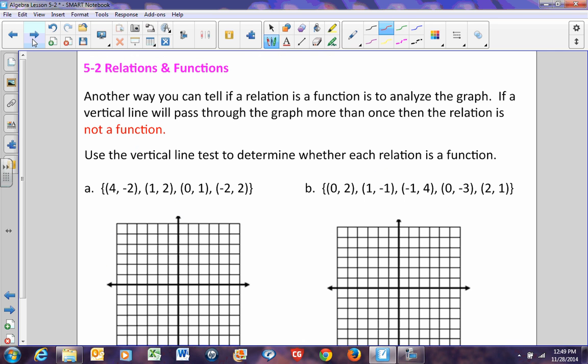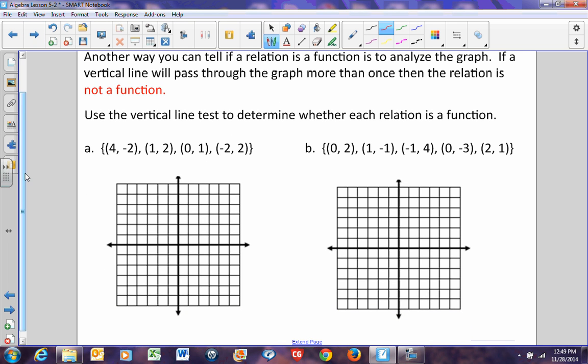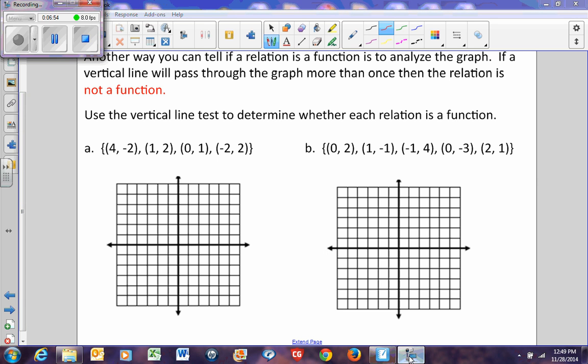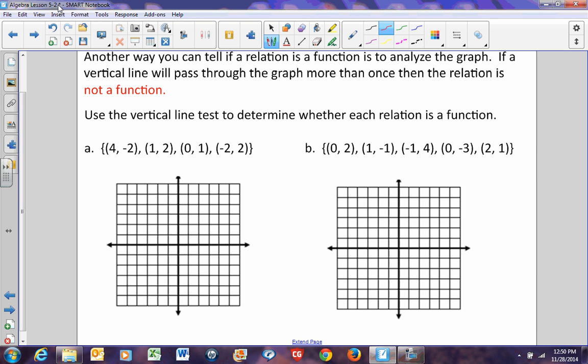Now, another way to determine if a relation is a function or not is to analyze the graph. If a vertical line will pass through the graph more than once, then the relation is not a function. So we're going to use the vertical line test to determine whether each relation is a function or not. So I'm going to take the relation (4, -2), (1, 2), (0, 1), and (-2, 2), and I'm just going to graph it.